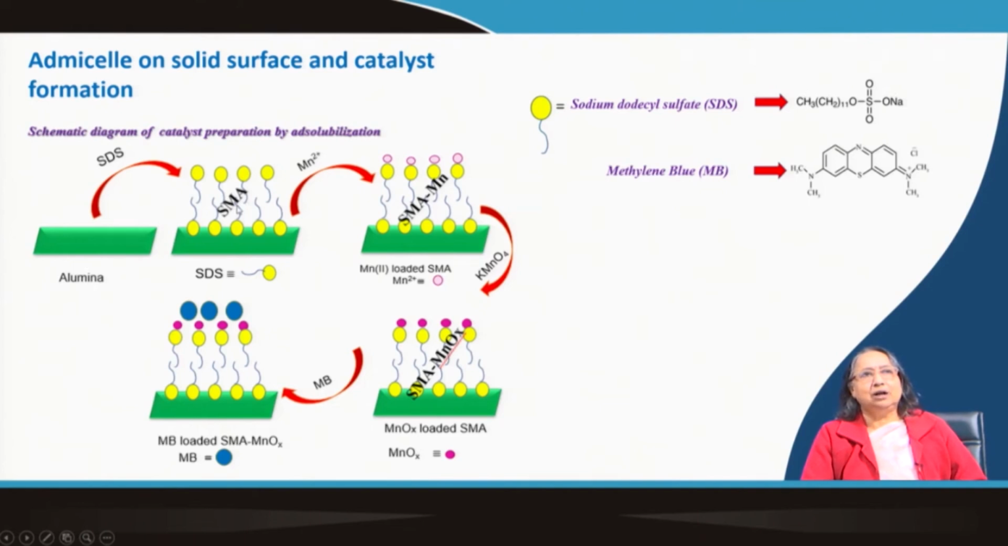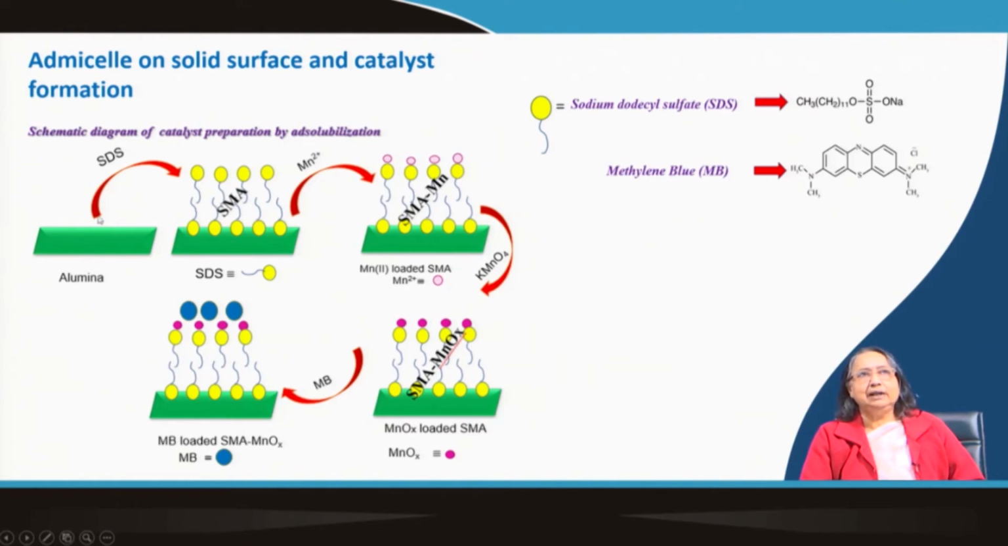It is written because alumina is modified with SDS, a surfactant, that is why it is called surfactant modified alumina, SMA. So, this is nothing but SMA. Okay. How is it formed?